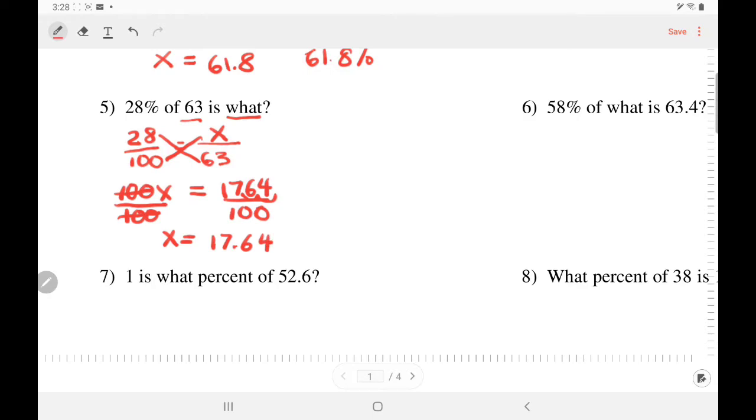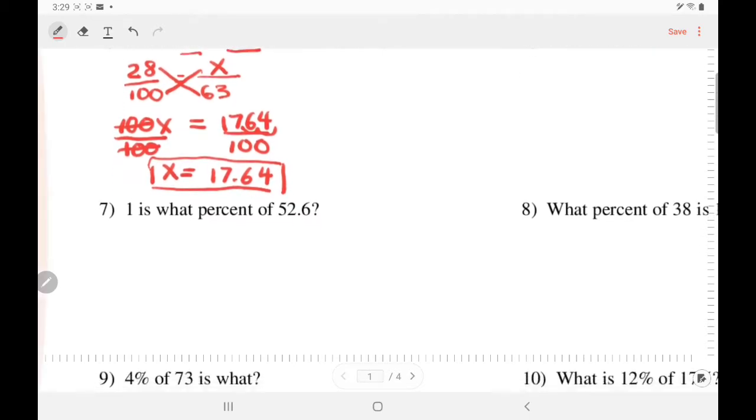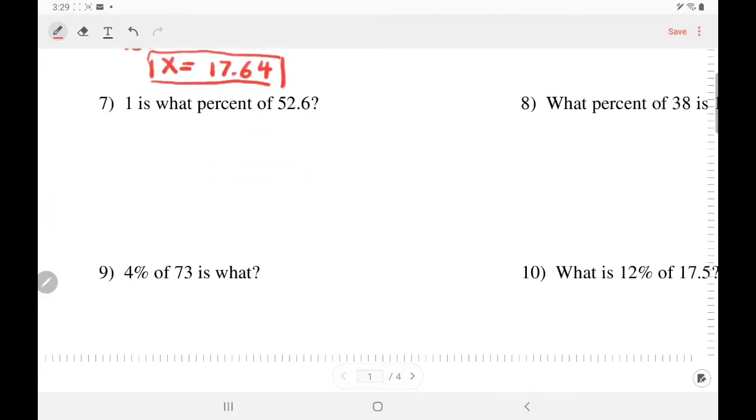17.64. Now, X is not a percent. It is just a number. So 63 is 17.64. So 28% of 63 is 17.64. So that was slightly different.